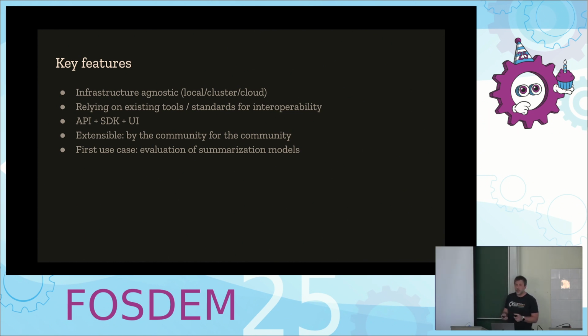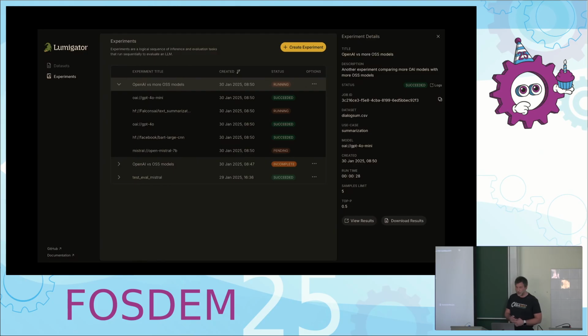We chose a very specific use case to get started with, because of course evaluating any model for any use case would have been too complicated to immediately provide something for people to test. And we focused on summarization as a specific use case. This is how the UI looks like. It kind of looks like many experiment tracking tools, but it's actually way easier than that. The main idea is you have two functionalities. You can upload a data set, and you can run experiments on these data sets.